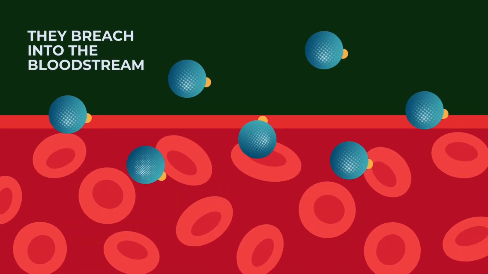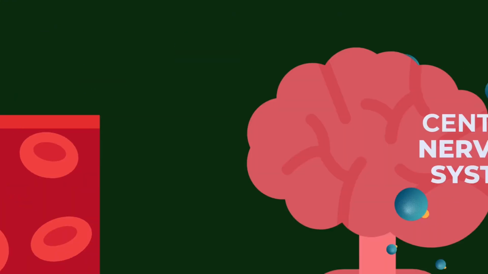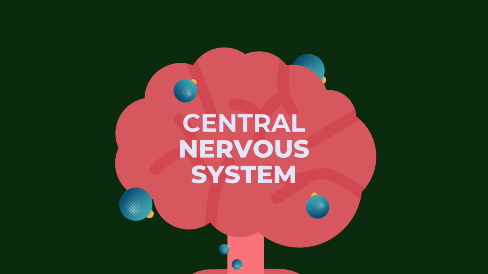Next, there is the dissemination. From the lungs, the fungus enters the bloodstream and can disseminate to other organs. The most common and severe site of dissemination is the central nervous system or the CNS, leading to cryptococcal meningoencephalitis.